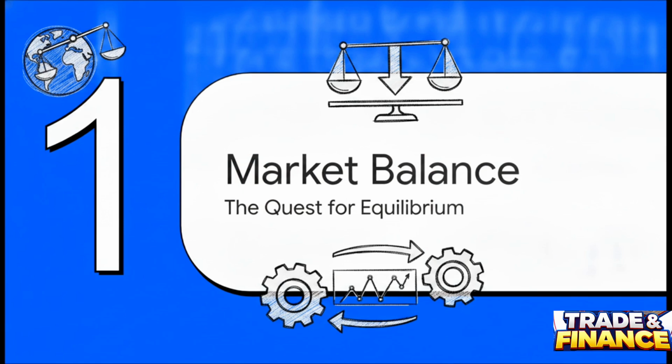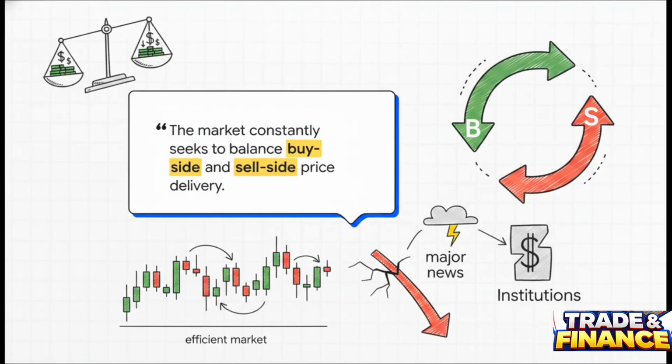All right, kicking things off with Section 1, the quest for market balance. There's a well-known saying that the market constantly seeks to balance buy-side and sell-side price delivery, and that's really the core of it. For a market to be truly efficient, the algorithm has to offer a two-way flow of orders. We need buying and selling opportunities at every single price point. When price is delivered efficiently, we get those nicely overlapping candlestick wicks and continuous order matching.